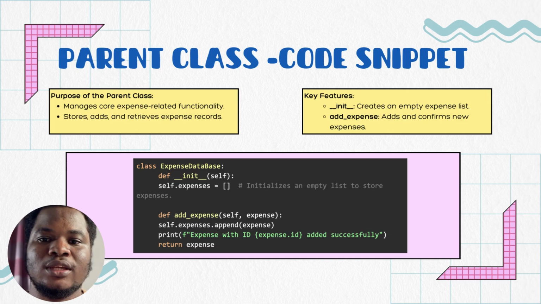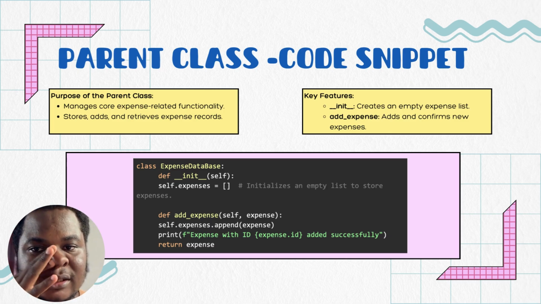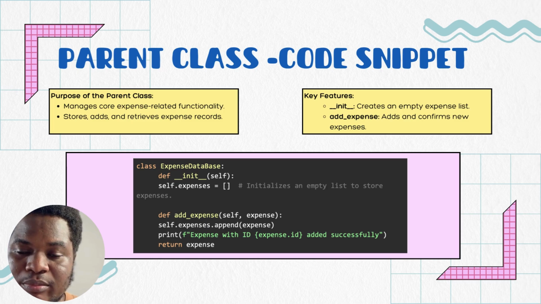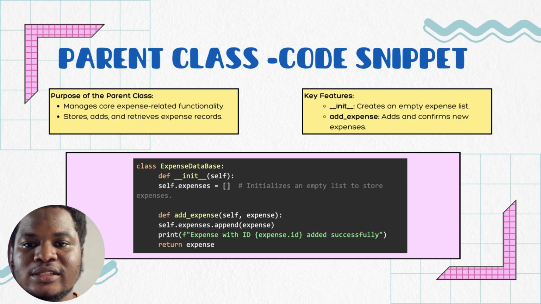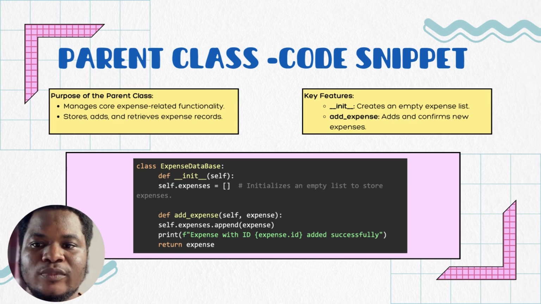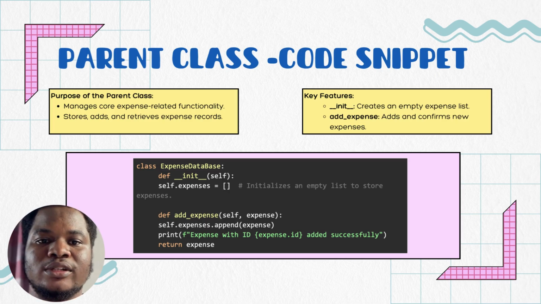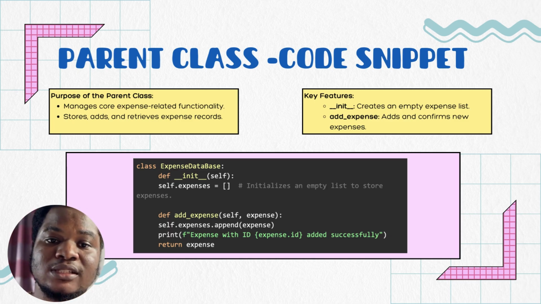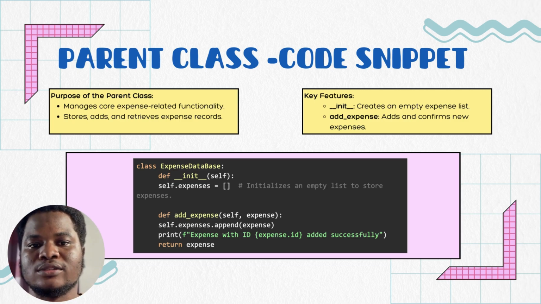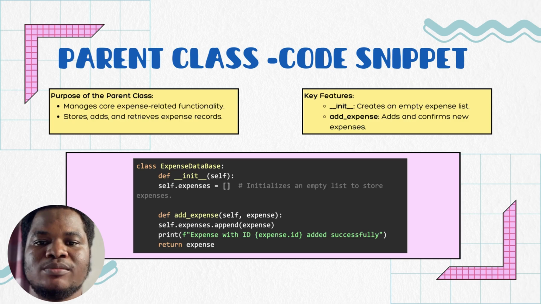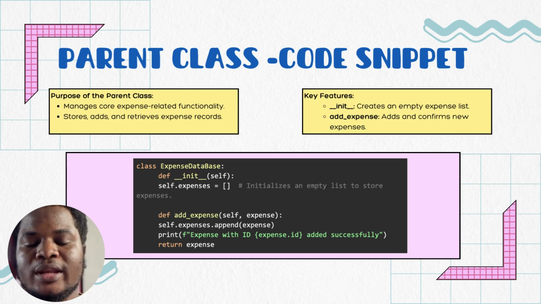child class. So the purpose of it, like I said, is to manage the core expense-related functionalities. It stores and retrieves the expense records. Then the key features are __init__ and add_expense. __init__ creates an empty expense list, while add_expense adds and confirms new expenses. So that's all about the code for the parent class.